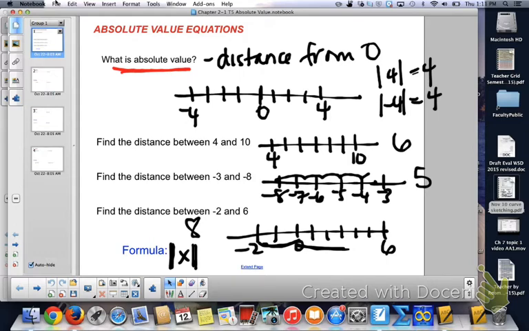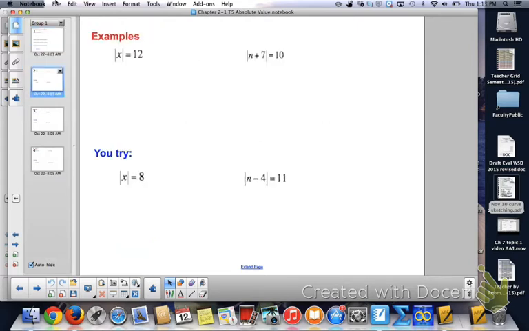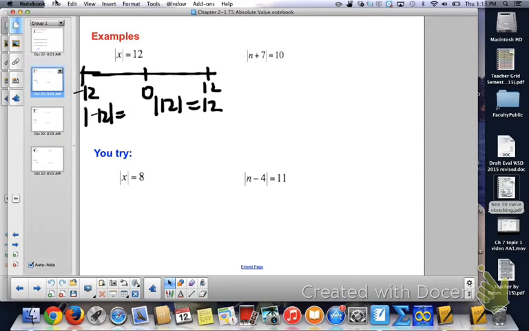Okay, so let's look at a couple of problems. Alright, so these ones right here, we have the absolute value of x equals 12. Well, if you look at a number line, you have 12 here. The absolute value of 12 is 12. Well, if we go to negative 12, the absolute value of negative 12 is also 12 units from 0. So, when you solve this, you could have x equals 12 or x equals negative 12. Two answers. Okay? You always have two answers for an absolute value.